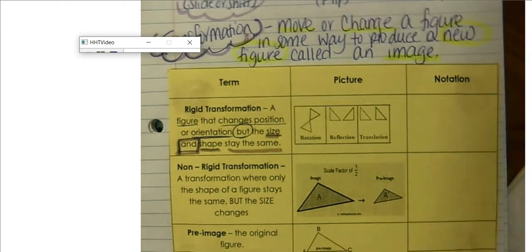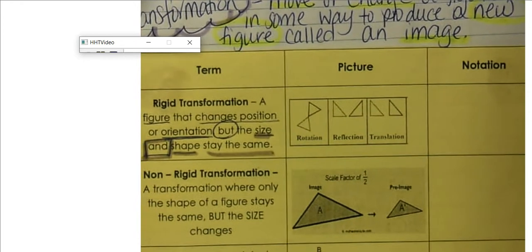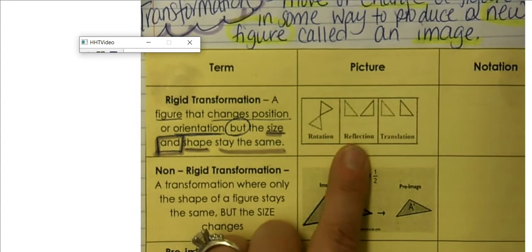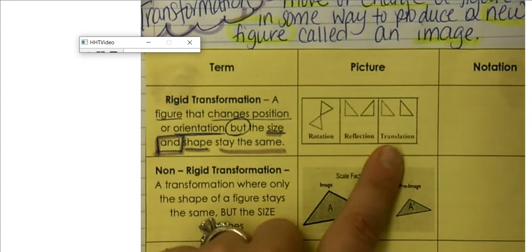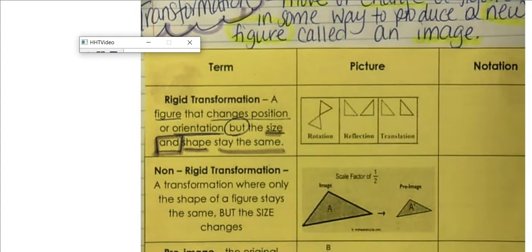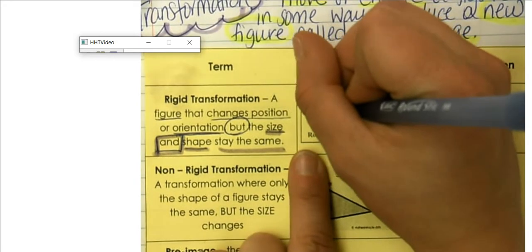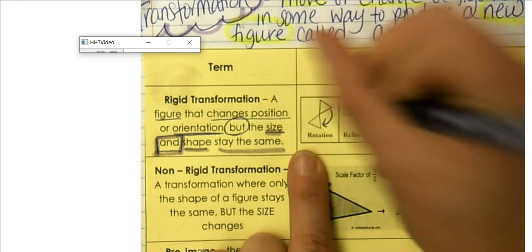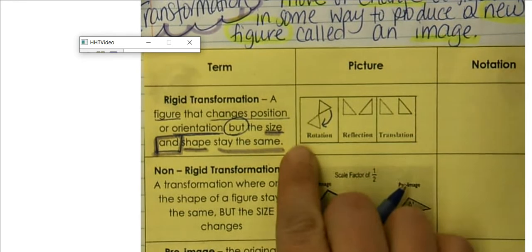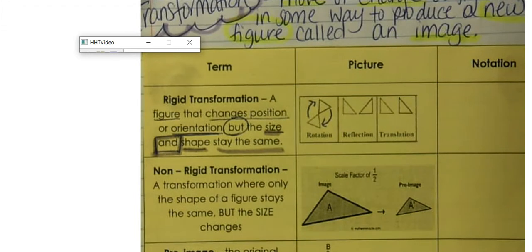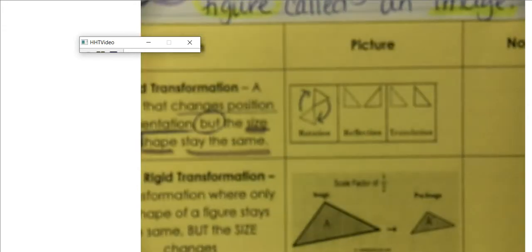There are 3 different types of rigid transformations. The first one is a rotation, the second one is a reflection, the third one is translation. So as you can see right here, a rotation is where you're rotating a figure around a certain point and it lands in a new position, and rotating it back the other way will land where you started. So that is called a rotation or a turn.